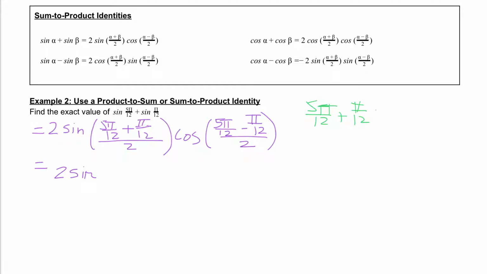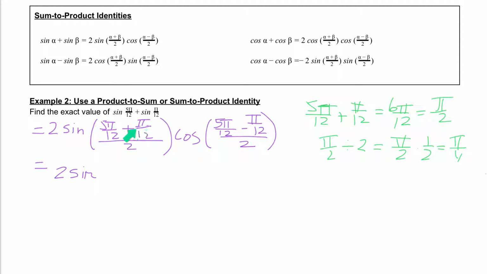The nice thing about this is we already have common denominators, so we can just add the top. 5 pi plus 1 pi would give us 6 pi over 12. And simplifying 6 pi over 12, 6 over 12 would just give us pi over 2. Now that's the numerator, so that's from adding the top, and then we also have to divide that by 2. So our next step is to take that pi over 2 and divide it by 2, which is the same thing as taking pi over 2 and multiplying by a half, giving us pi over 4.